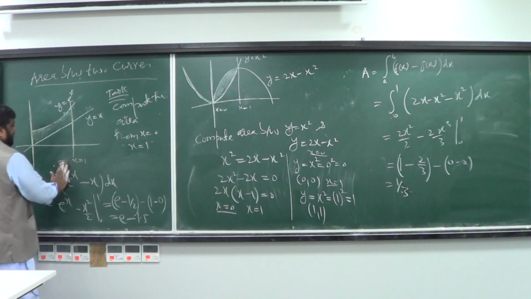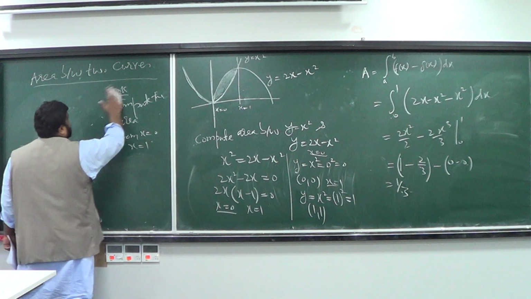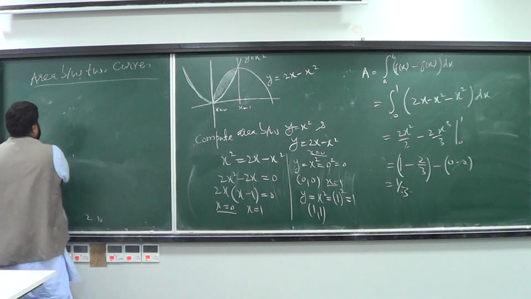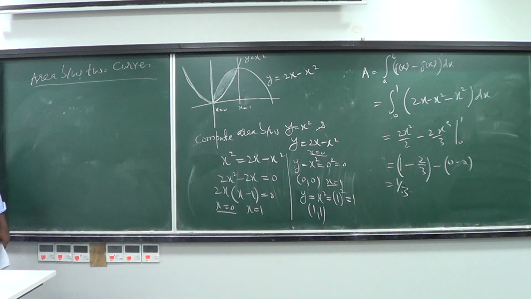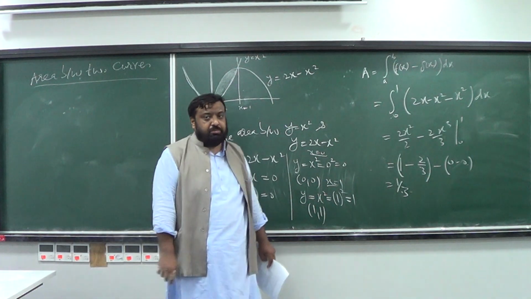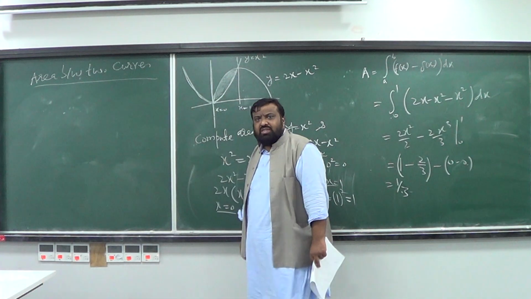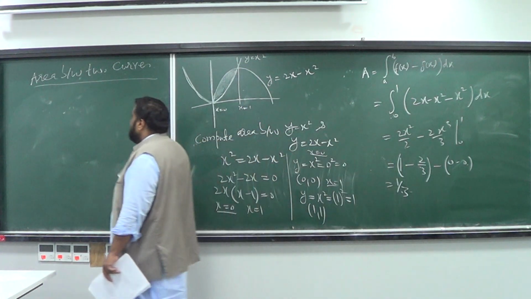What would be the interpretation of, say for example, if I want to physically interpret the area between two curves? Can the area between two curves have some kind of physical interpretation? The answer is, why not? If the definite integral has some kind of physical interpretation, then why cannot the area between two curves have a physical interpretation?